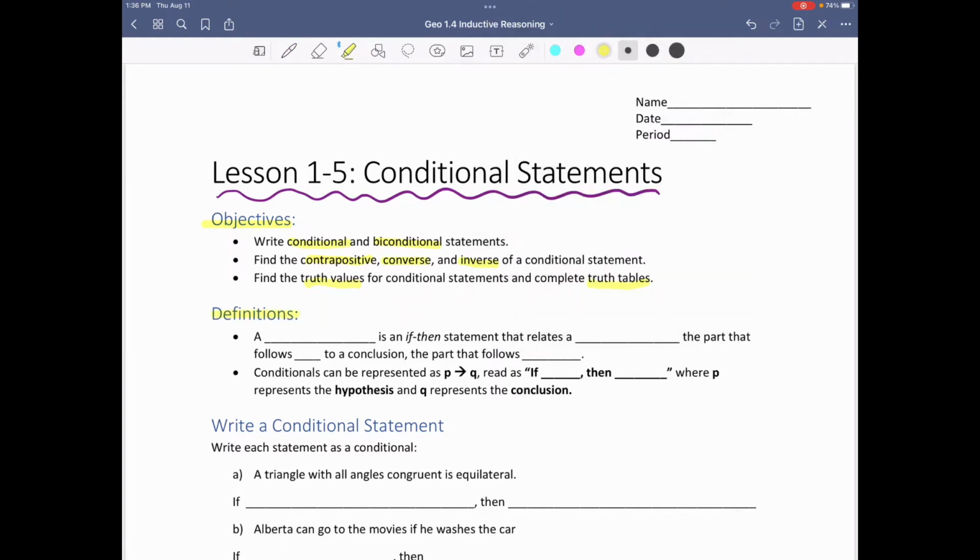Now on to the definitions. A conditional is an if-then statement that relates a hypothesis, the part that follows if, to a conclusion, the part that follows then. Conditionals can be represented as P arrow Q, and it can be read as if P, then Q, where P represents the hypothesis and Q represents the conclusion.